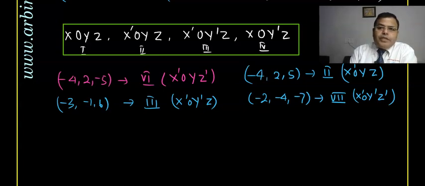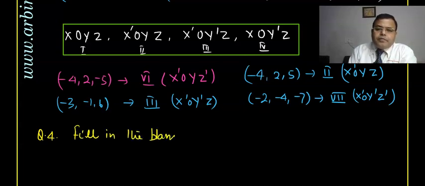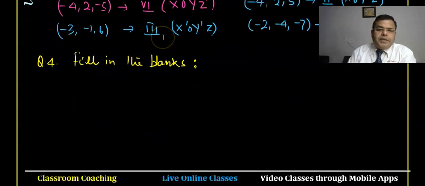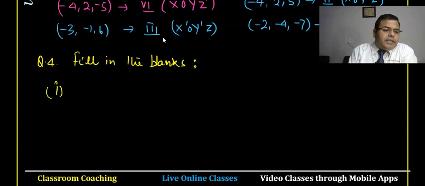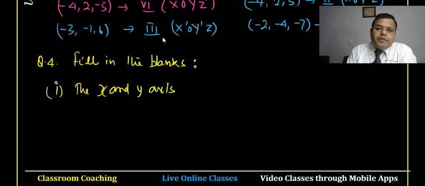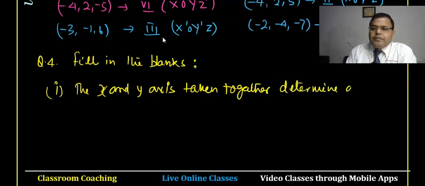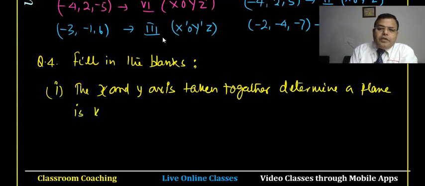Okay. Now the next question is question number 4. Fill in the blanks. The first point is: the x and y axis taken together determine a plane. The plane is known as the XY plane.